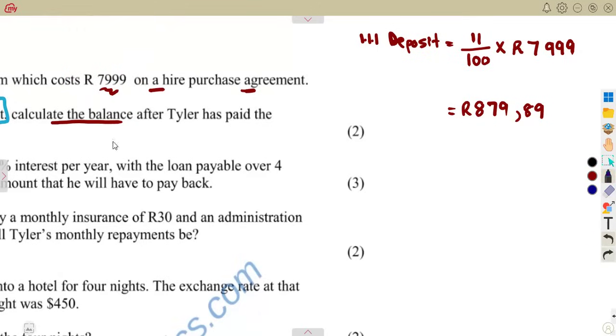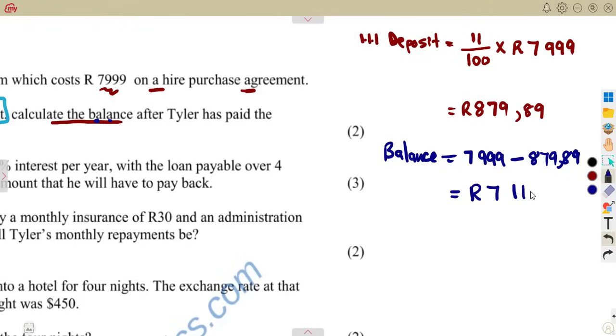So what is remaining? That is our balance, the remaining from the total that we have. So in this case, our balance is simply going to be the difference. So you subtract 7,999 minus the deposit that we have of 879.89. That is going to give us a balance which is 7,119.11 as your balance, the remaining amount to be paid. The balance means the remaining amount to be paid out of the 7,999. She only managed to pay this 879.89. So this is what is remaining.